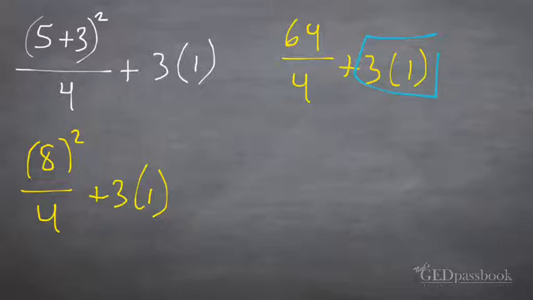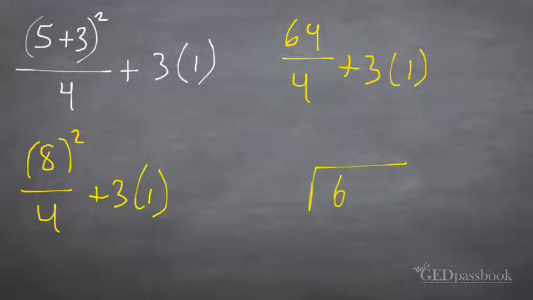I have a multiplication there. I have an addition there. I have a division there. Which one do you want to start off with? 64 divided by 4, right? You have to do the division first. What's 64 divided by 4?